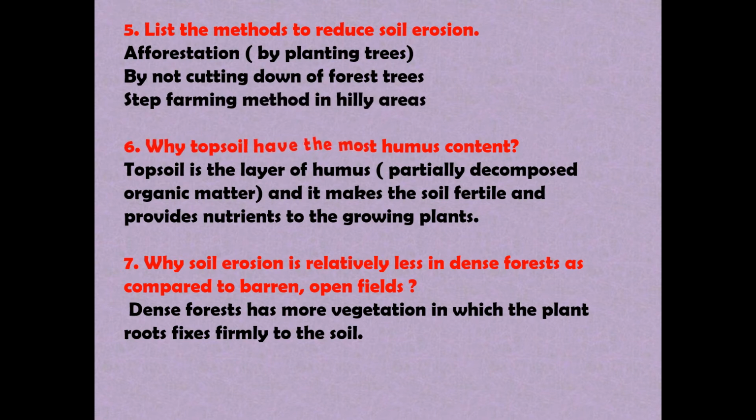Next question, why does topsoil have the most humus content? Topsoil is a layer of humus, that means partially decomposed organic matter, and it makes the soil fertile and provides nutrients to the growing plants.